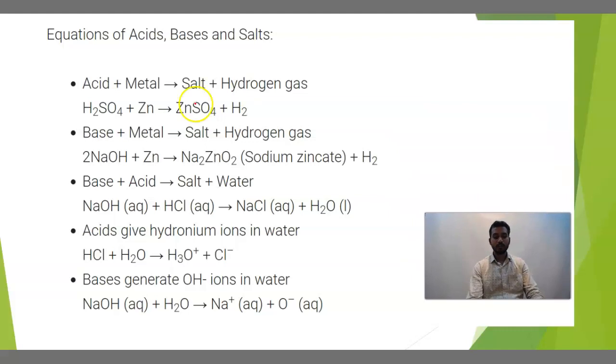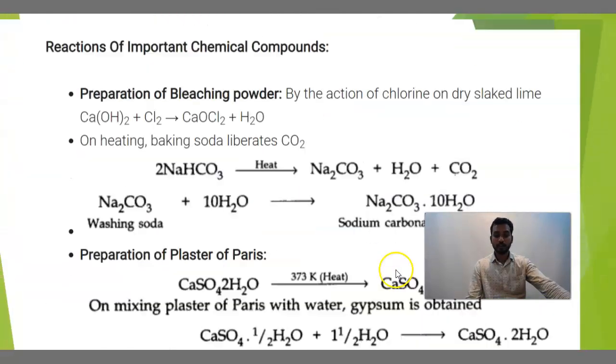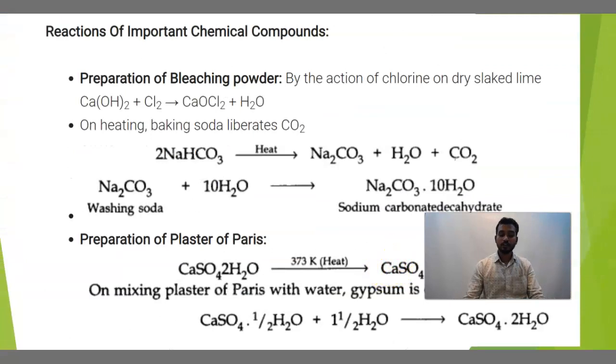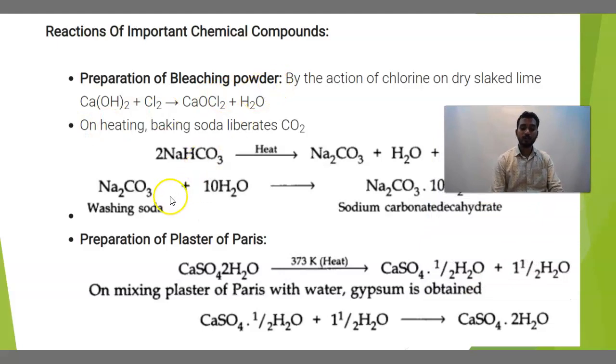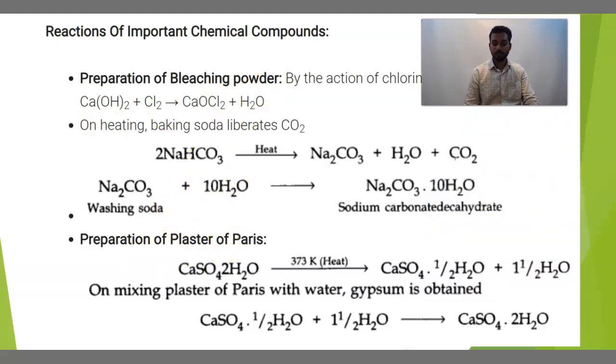And similarly we can see this, remember these main titles, those are very important. You can expect definitely one more question based on these titles. And reactions of important chemical compounds like preparation of bleaching powder, preparation of plaster of Paris and preparation of gypsum, how we are going to manufacture gypsum. So this is the chapter Acids, Bases and Salts.